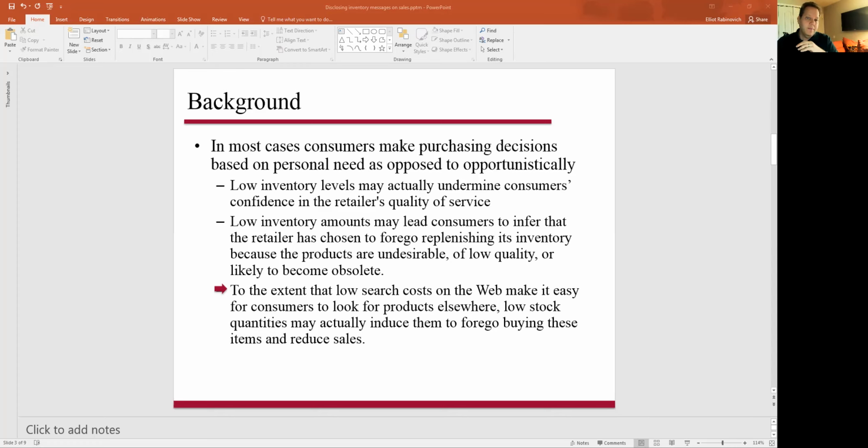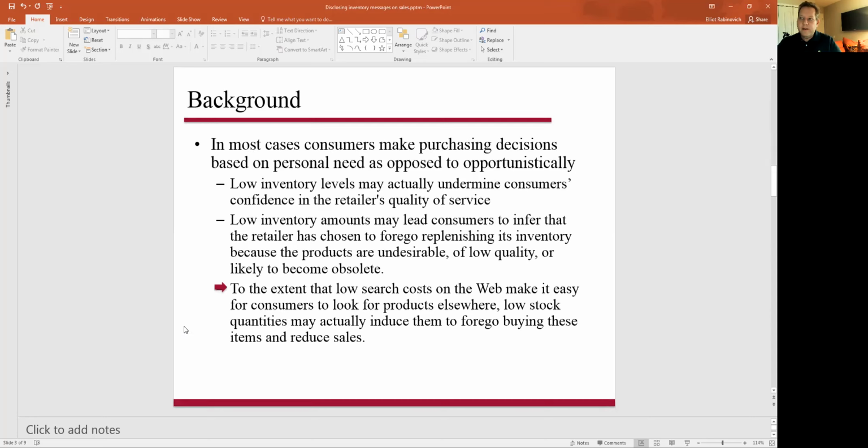And they may also infer that the retailer has chosen to forego replenishing this inventory because the products are undesirable. They may think the retailer thinks the products are going to become obsolete. And so, to the extent that low search costs allow consumers on the web to look for products pretty much anywhere, the exposure to low inventory quantities may actually induce consumers to forego buying the items, and in the end, that's going to reduce sales. So we may have the complete opposite effect as what has been observed in flash sales environments. That's basically, as a matter of introduction, the background and the motivation for this research.